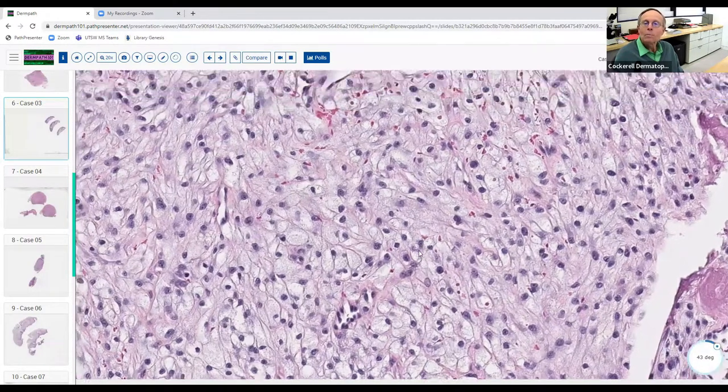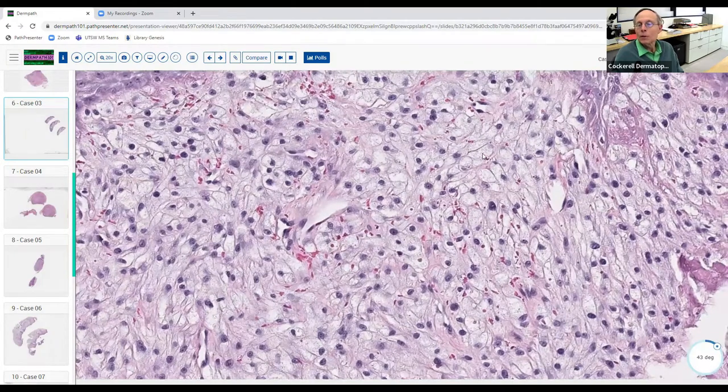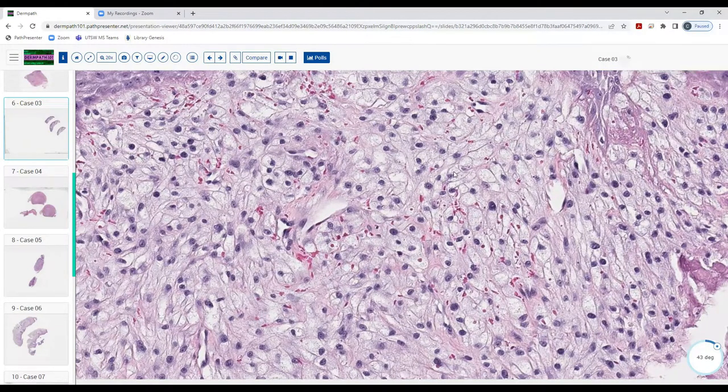Now, what are some other ways that cells can become clear? So if glycogen is one, what are some other things that make cells look clear? Like foam cells can look clear. Foam cells, which would be lipid, like say somebody's got maybe a xanthoma.